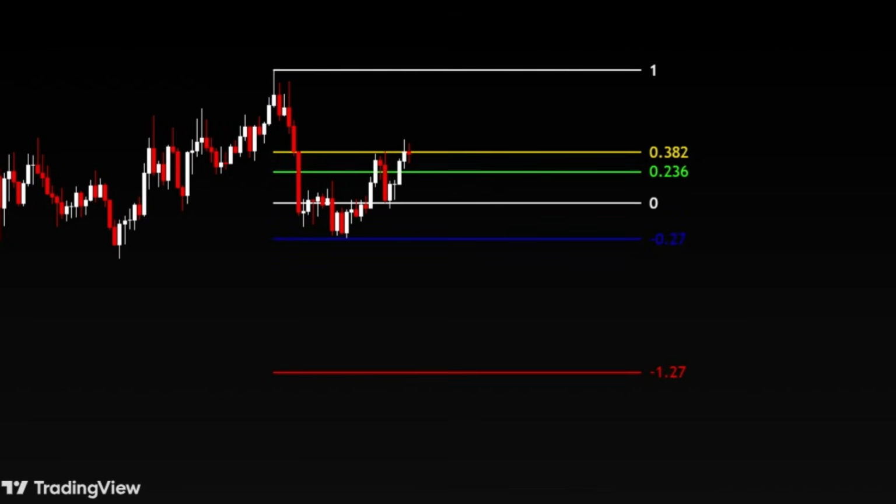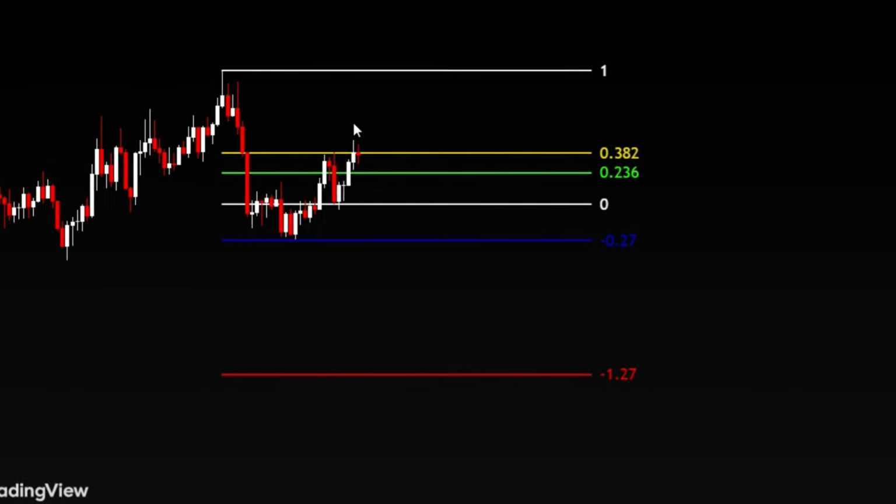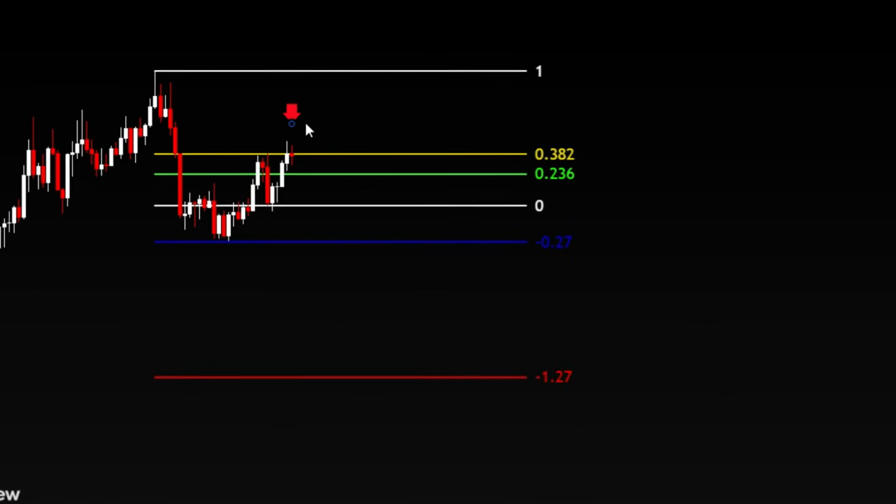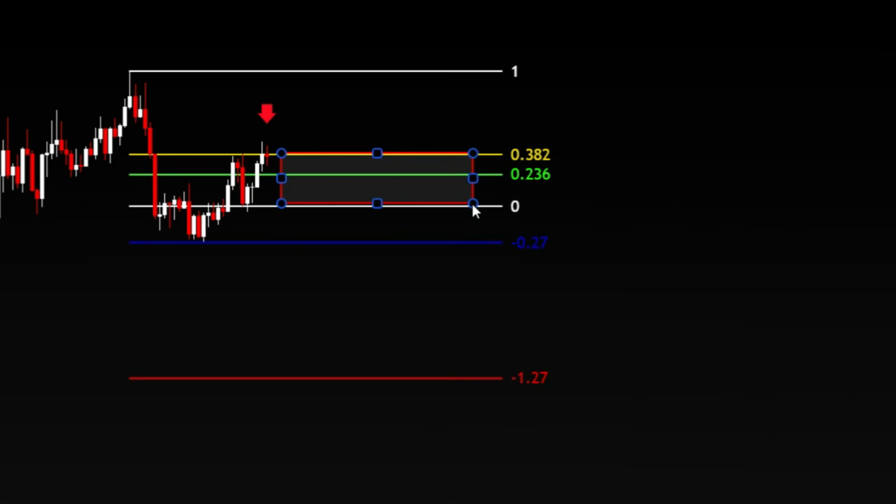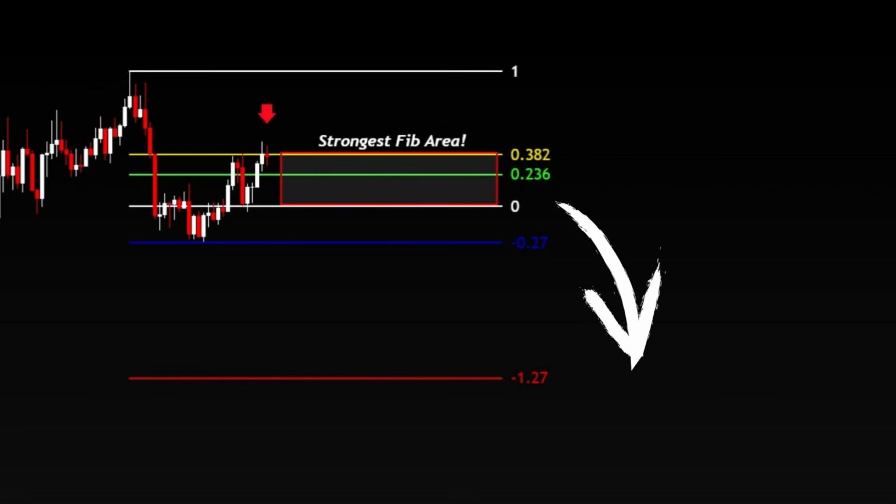Now let's analyze this smaller downtrend. I apply Fibonacci retracement. And again, you can clearly see price reacting to 0.38 level. So just like before, this zone acts as a powerful Fibonacci area. In this scenario, we would expect the candles to likely continue moving down toward the lower Fibonacci levels.